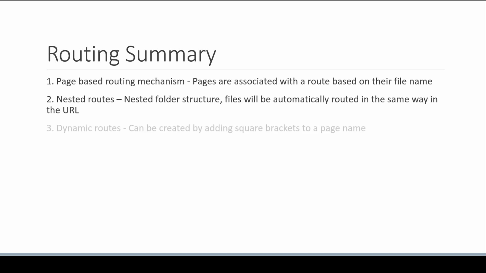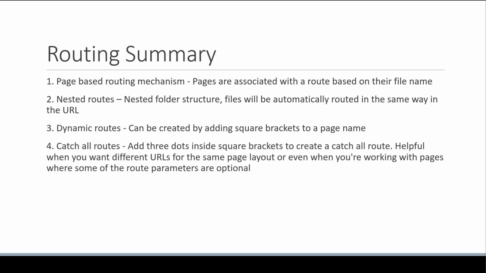We then learned about dynamic routes, which can be created by adding square brackets to a page name. We also learned about catch-all routes, which is sort of an extension to dynamic routes. We add 3 dots inside square brackets to create a catch-all route. They're helpful when you want different URLs for the same page layout, or even when you're working with pages where some of the route parameters are optional.